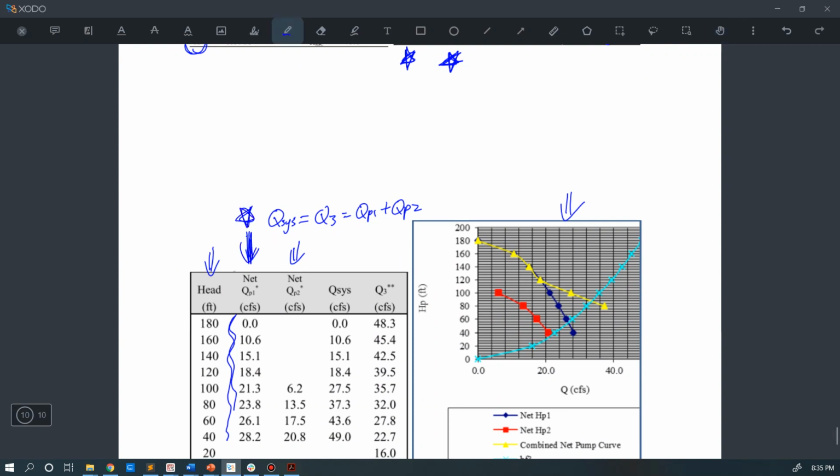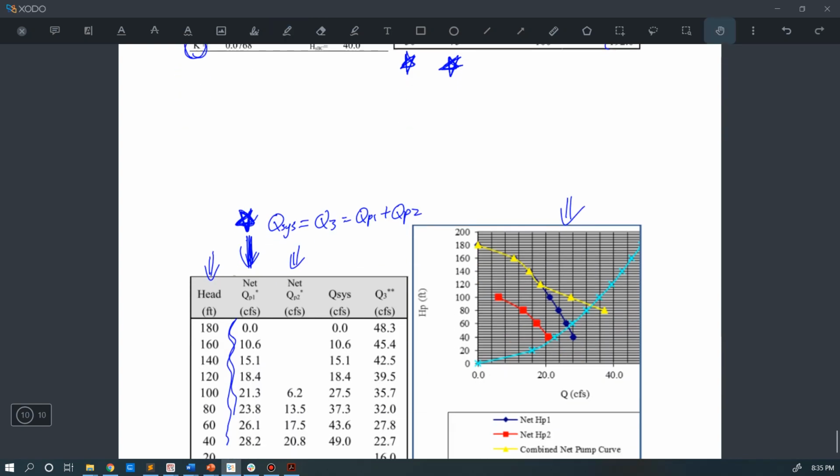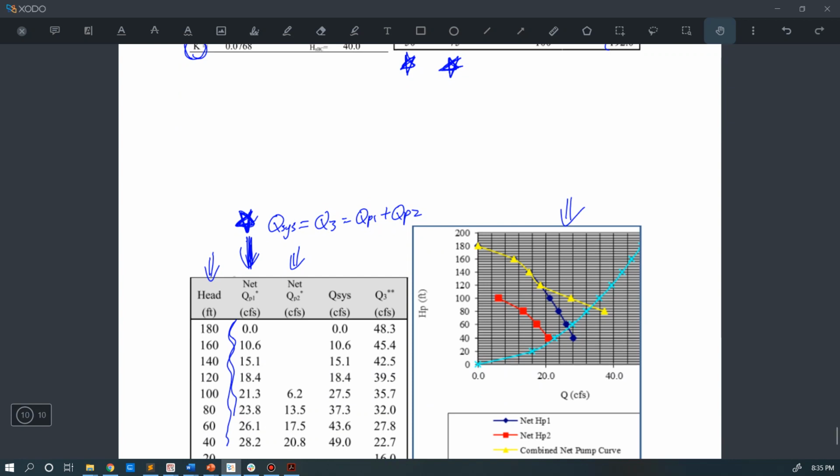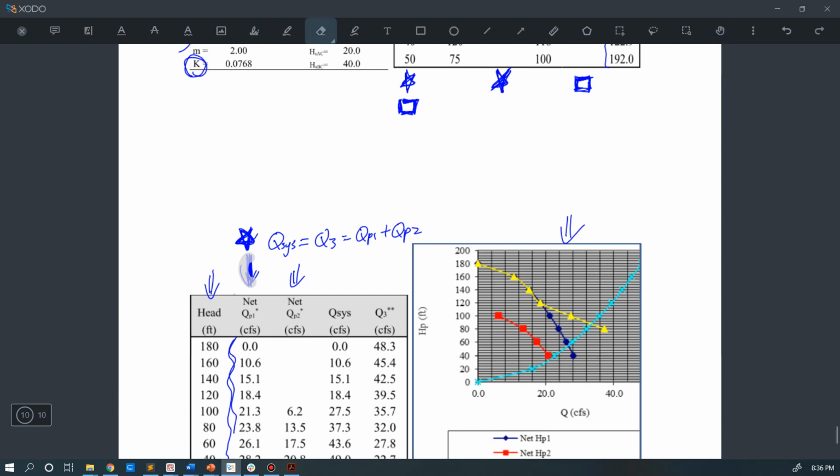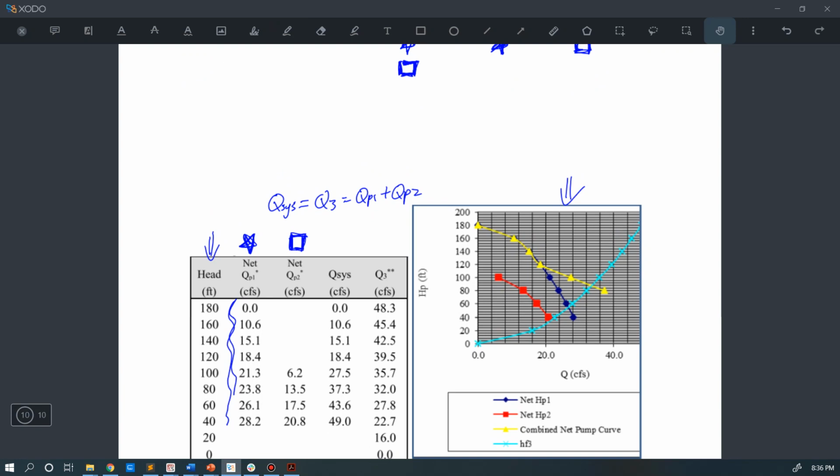Okay, let me use the same notation here. And to calculate the second column here, which is the net flow rate for pipe 2, we use, sorry, mistake, it's this one. And for pipe 2, we use this column and this column to do the interpolation. Okay, this is star and this is square. And you calculate the system flow rates by just summing the first two columns.